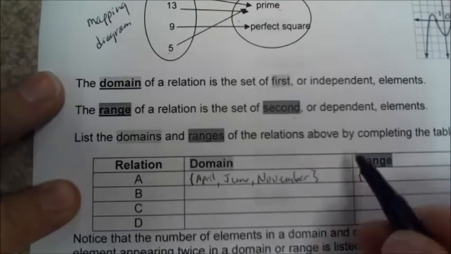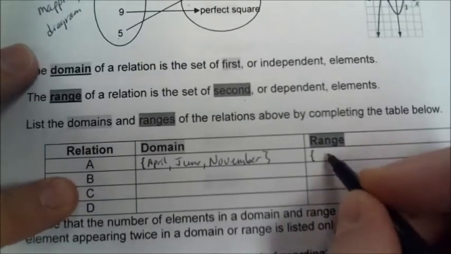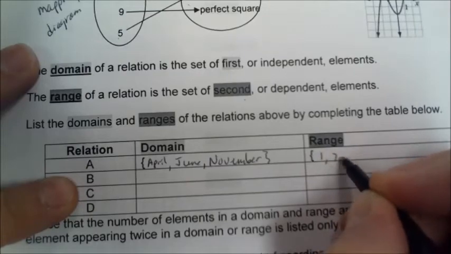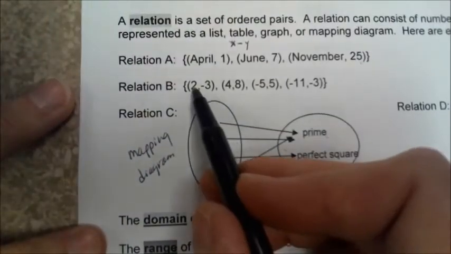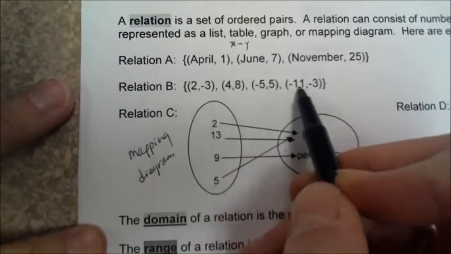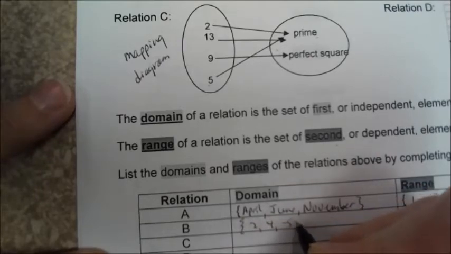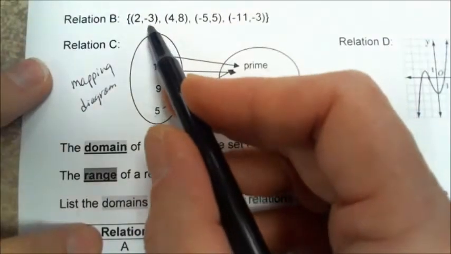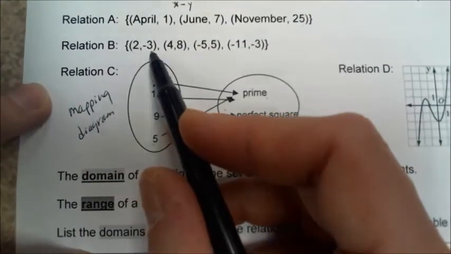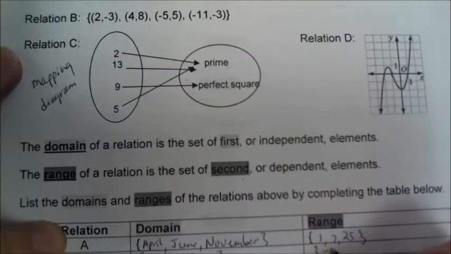Now the range is the second set of numbers. So in relation A, the second elements are 1, 7, and 25. So the range of relation A is 1, 7, 25. In relation B, the domain is 2, 4, -5, and -11. The first elements are the domain. The second elements are the range. So these numbers, -3, 8, 5, and -3 are in the range.